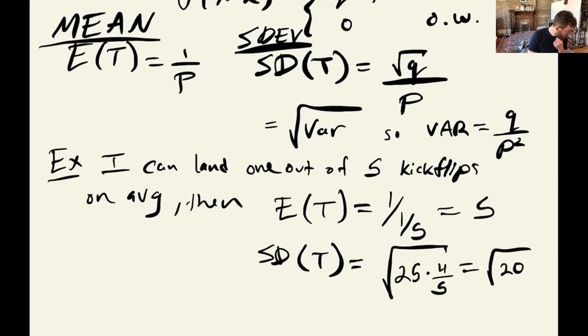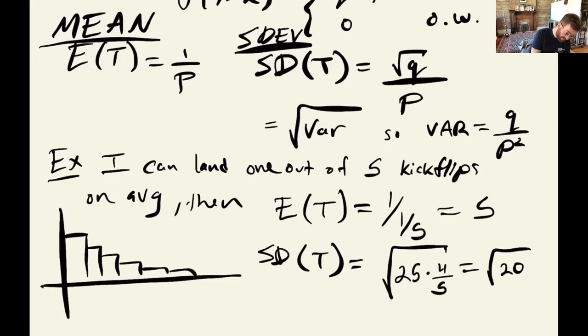Which, if you work it out, is around 4 or so. That's a little more than 4 because obviously it's greater than 16. So in particular, you can expect to have quite a bit of variance. One counterintuitive thing is that the probability of landing your kickflip always goes down.